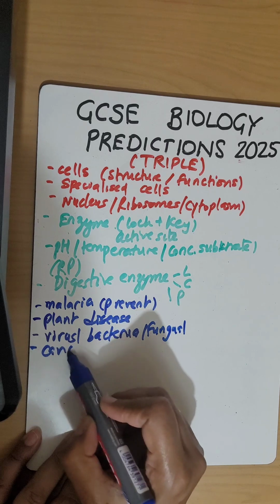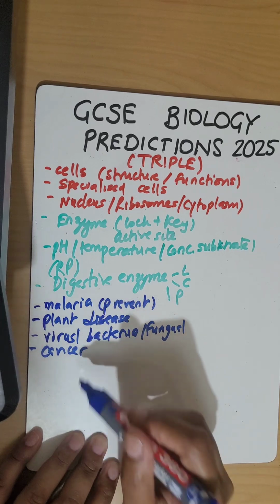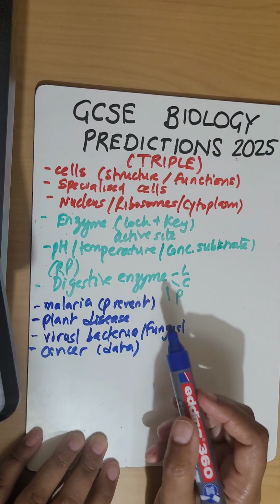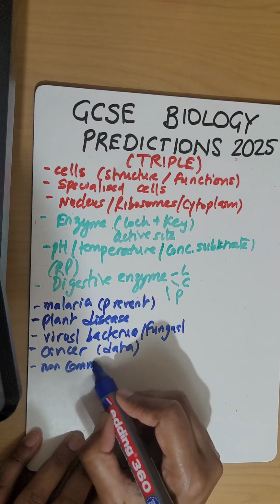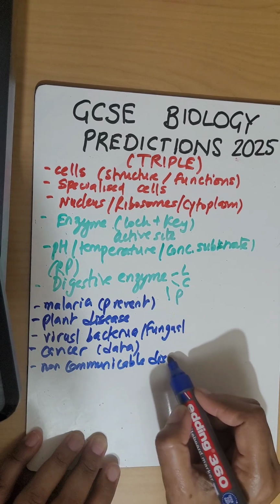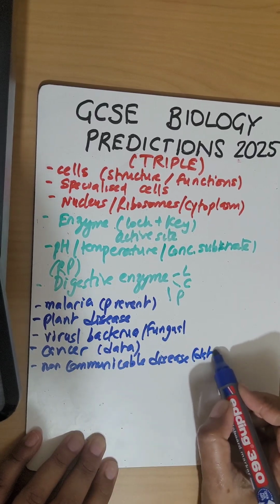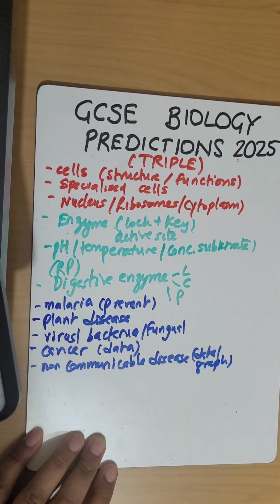Cancer is another big topic in the exam. The factors that cause cancer, look at a lot of data linked to cancer. They can do data analysis there. If you're doing non-communicable diseases, it mainly is data and graphs that you look at the analysis of.